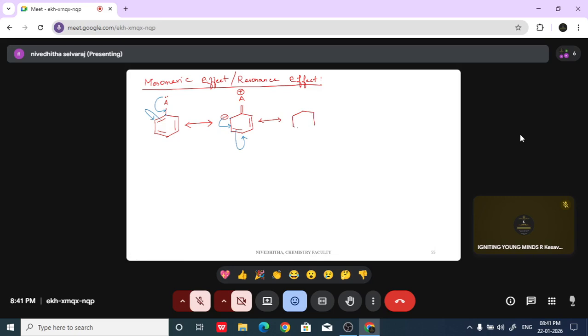Same six-membered ring. This part is undisturbed. Here also I have one double bond, which is undisturbed. Now this negative charge was transferred between these two carbon atoms as one double bond, right? And this bond was transferred to this carbon atom as negative charge. That's it. This is the new structure.